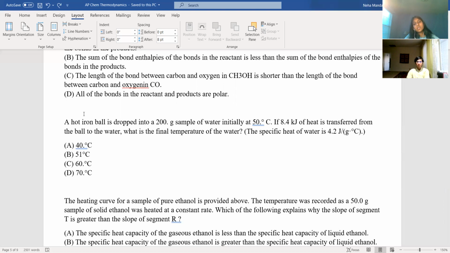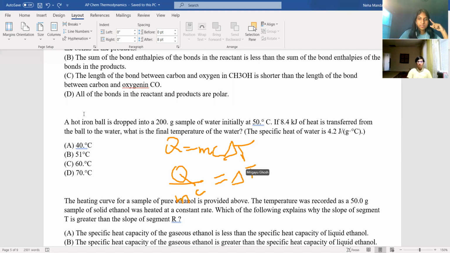200 grams, so I would do 8,400 over 200 over 4.2. 10. I got 10? Why did I get 10? Oh, the delta T is 10. So that means it's either 60 or 40.